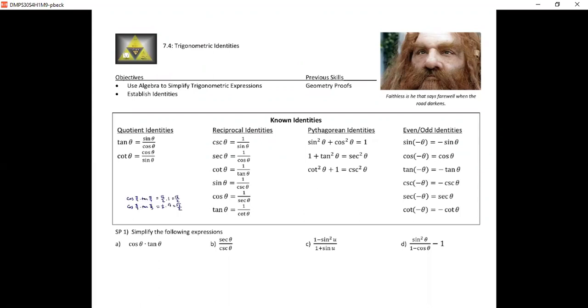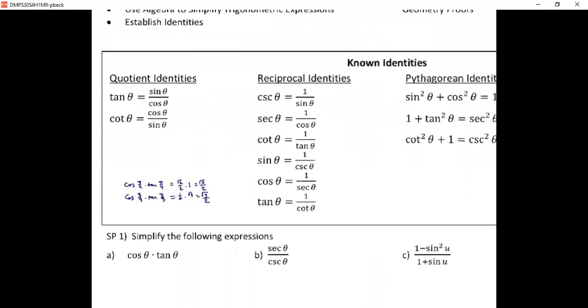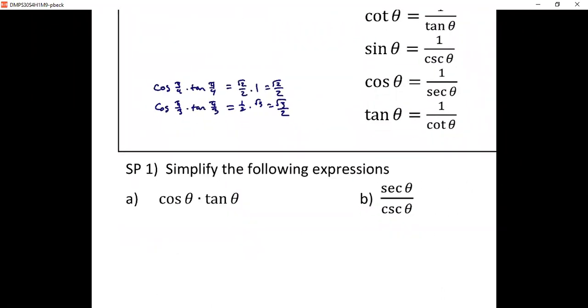For instance, I have two expressions here. What happens if I have the cosine of pi over 4 times the tangent of pi over 4? I can do those manually, but suppose I want to do that with more and more angles. Cosine of pi over 3 times tangent of pi over 3. Let's go ahead and throw in one more. Cosine of 2 pi over 3 times tangent of 2 pi over 3. That would be negative 1/2 times negative square root of 3, which is also square root of 3 over 2.